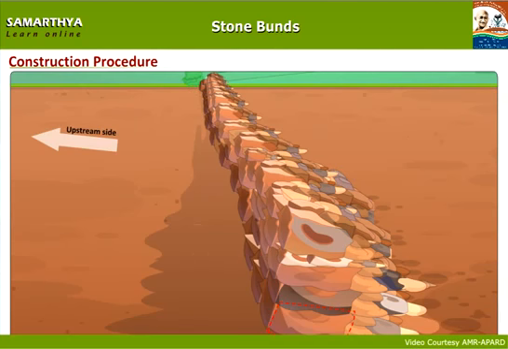In the field, the bottom portion of the bund should use higher size stones, and the upstream side of the stone bund should be straight and the downstream side of the stone bund should be in a tapering position. Voids in between packed stones should be filled with small stones.